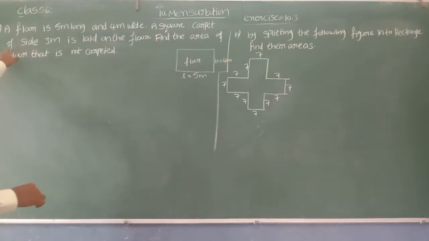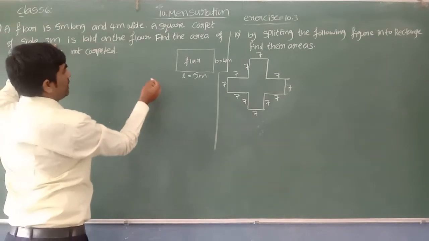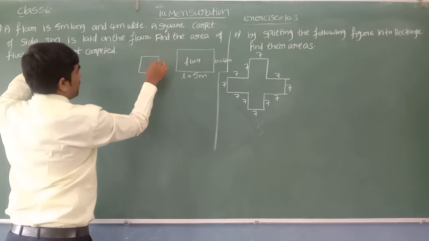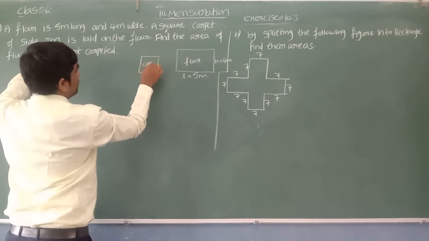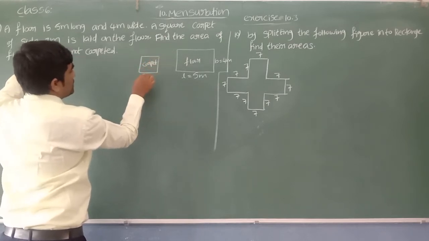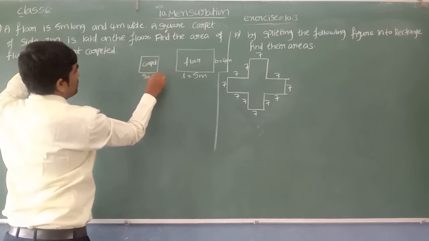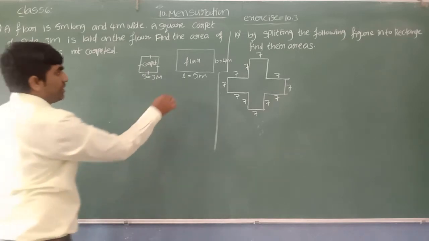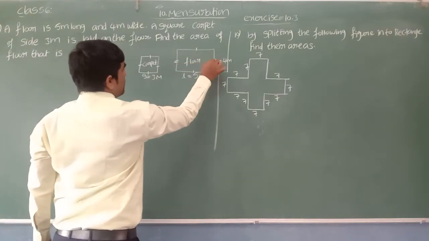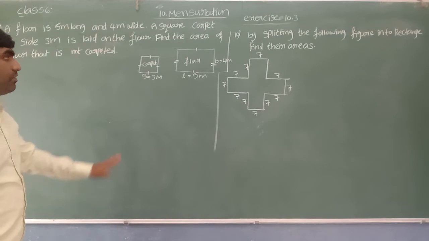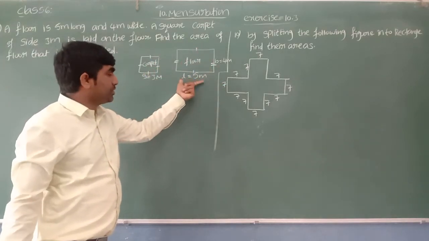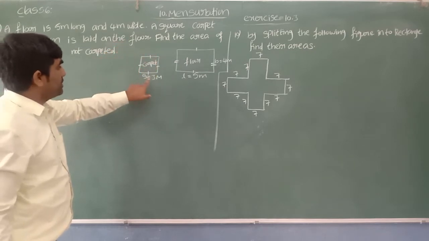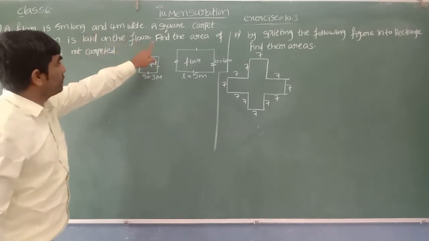A square carpet of side 3 meters. So let me take one carpet here. What is the side of the carpet? 3 meters. They said it is a square carpet, so all sides are equal. If it is a rectangle, only opposite sides are equal. So here we have one floor whose length is 5 meters, breadth 4 meters, and a square carpet whose side is 3 meters is laid on the floor.